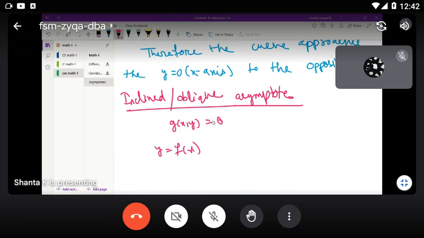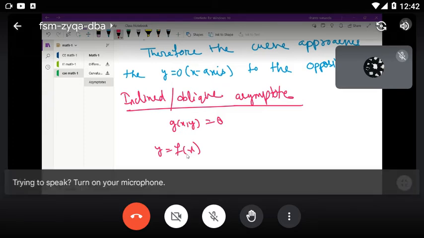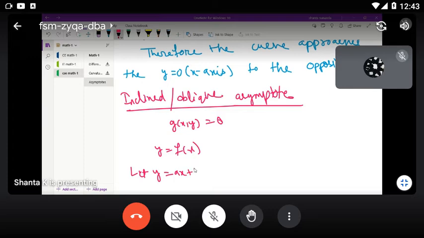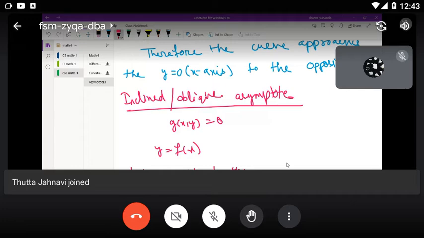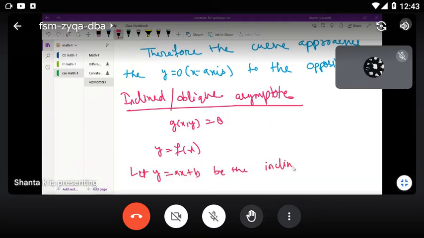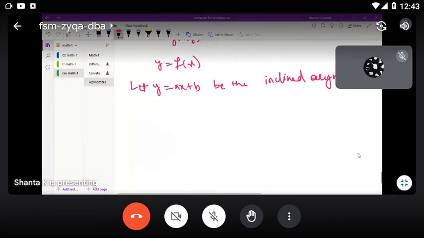It will be given to you as an implicit form, or sometimes it's given as y equals f(x), then it's good. Otherwise, you reduce it to y equals f(x). Now let y equals ax plus b be the inclined asymptote here. I'm not going into further derivation. I will give you the formulas.